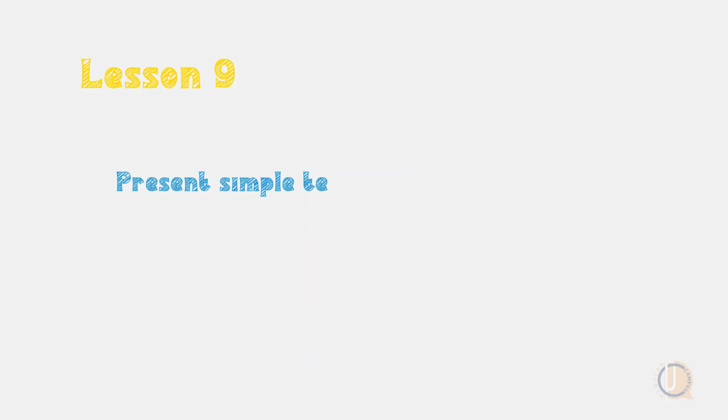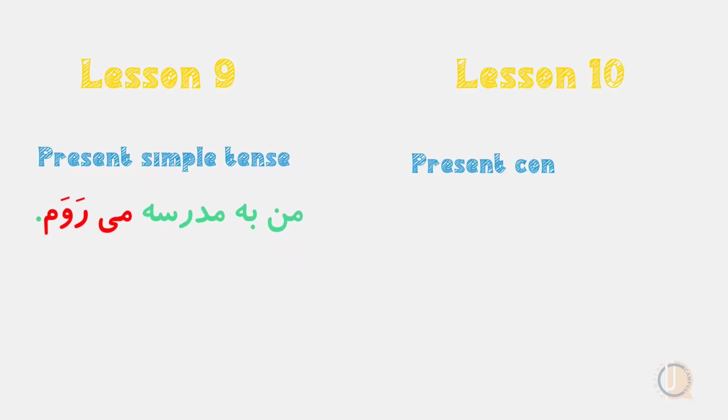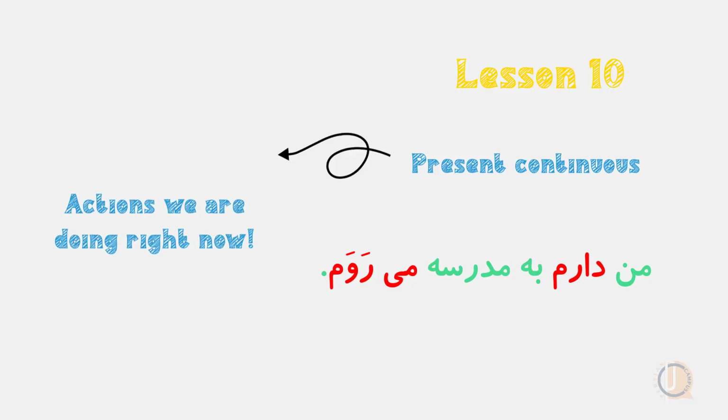In the previous video, we learned how to make sentences in present tense. Today, we are going to learn the present continuous. We use present continuous for actions that are happening right now at this time.